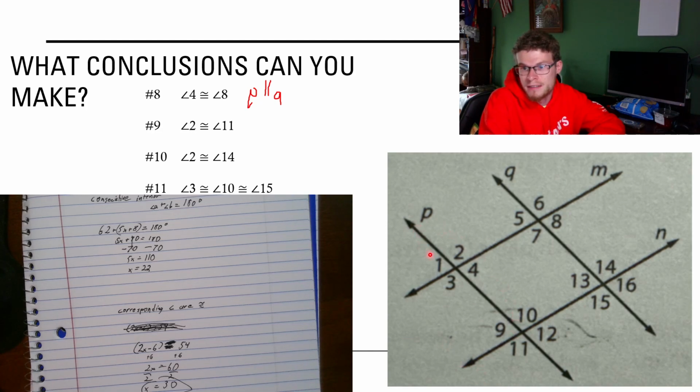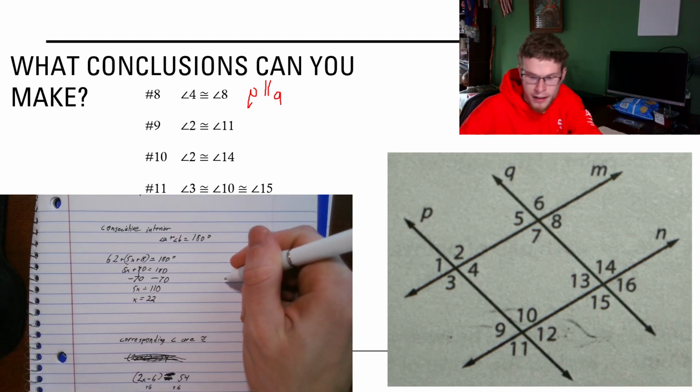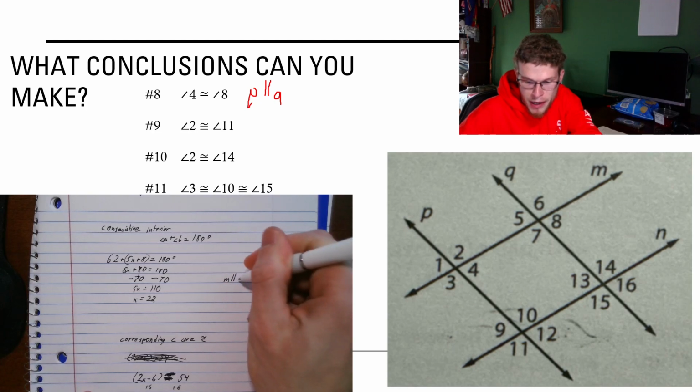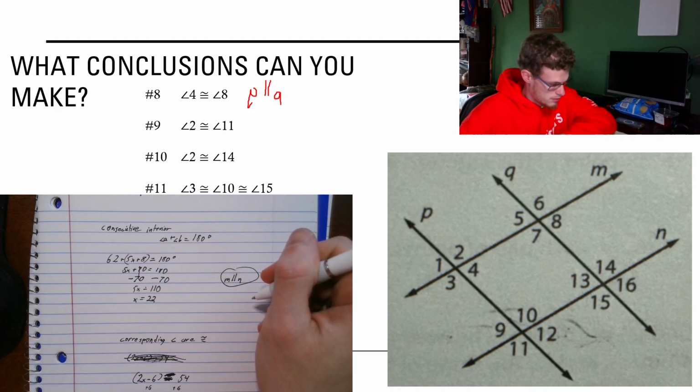Angle 2 is right here. Angle 11 is right here. The line that they're both attached to is this line right here, line P. Since they're attached to this line, we can determine that to be our transversal, which means 2 and 11 are alternate exterior angles along these lines M and N. And since they are congruent, we can conclude, I'm going to write it here, that M is parallel to N. That's the solution to that one.